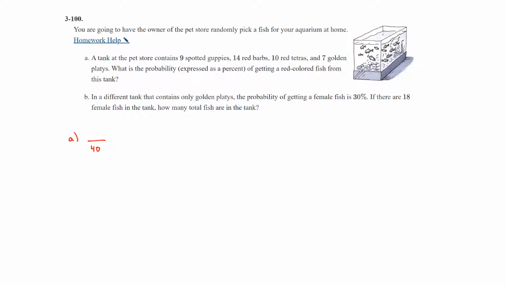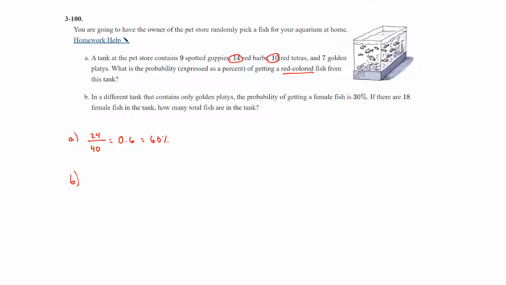And then how many do we have that are red-colored? So 9 spotted guppies, those are spotted. We have 14 red barbs, 10 red tetras, and 7 golden. So it looks like we have a total of 24 out of 40. And as it says in the directions, to represent it as a percent, when you divide those two, you get 0.6, which represents a 60% possibility of getting red.